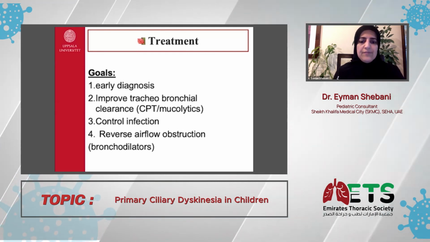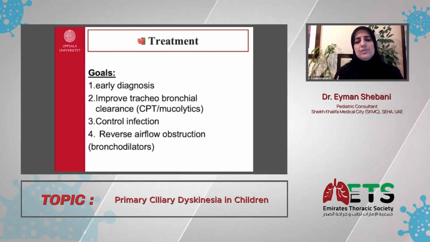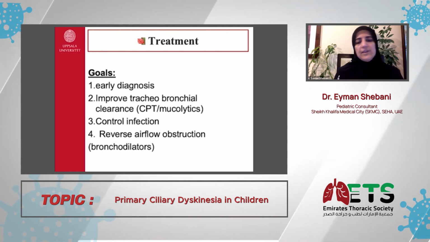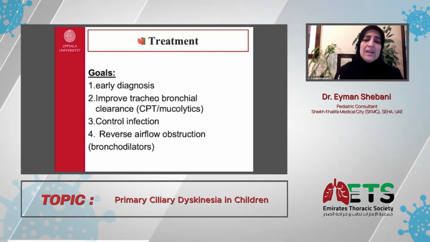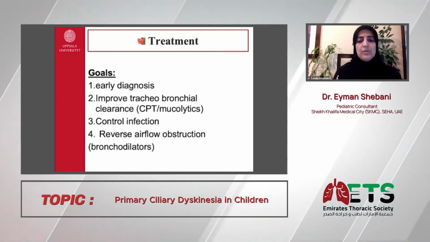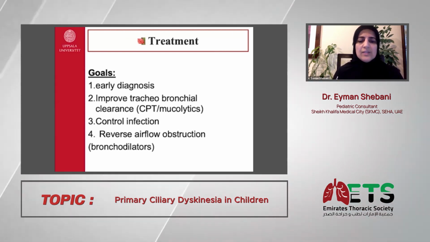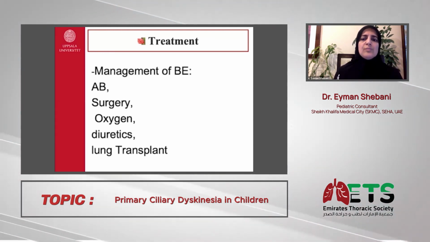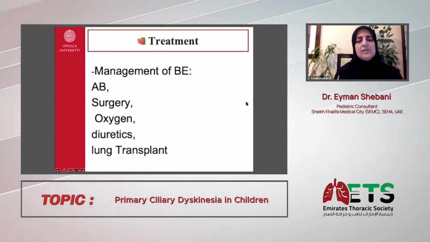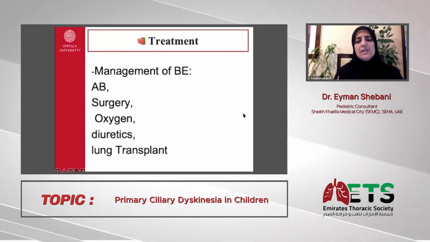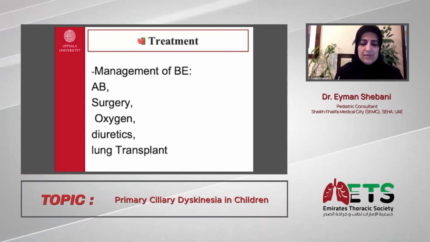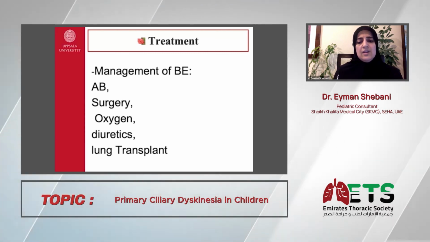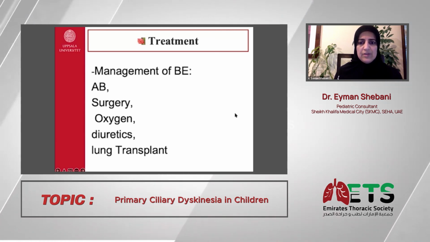And we have to control the infection, treat the infection. If we diagnose early and treat the infection, we can try to prevent complications. This is a disease where there is no cure, but you can try to prevent complications. And if the patient develops bronchiectasis, you treat the bronchiectasis with antibiotics, surgery, and oxygen. Sometimes they end up with cor pulmonale and diuretics. And ultimately, if the condition becomes severe, some patients who have very bad bronchiectasis and deteriorating lung function might even end up having a lung transplant.